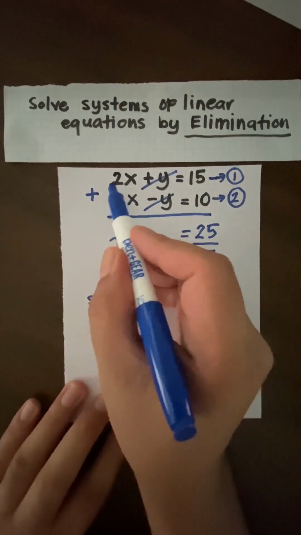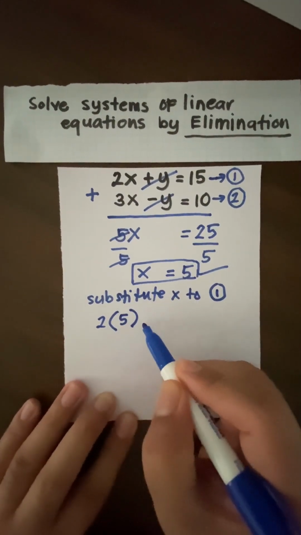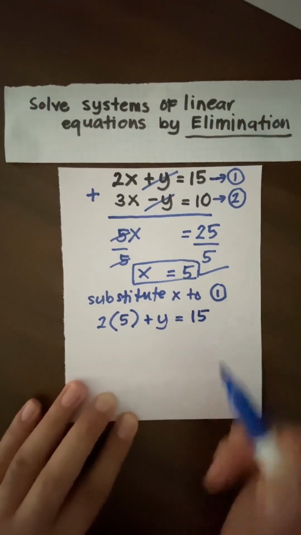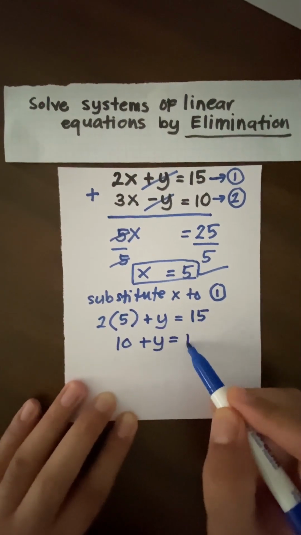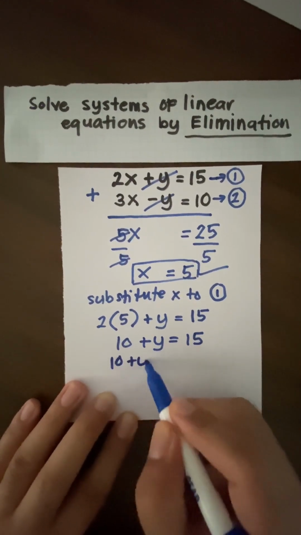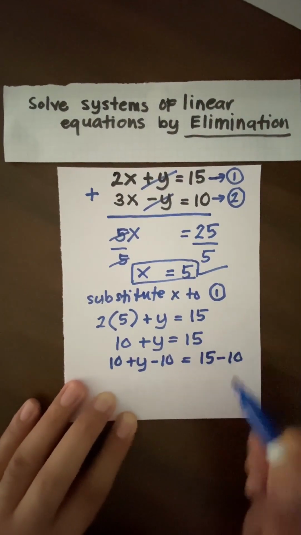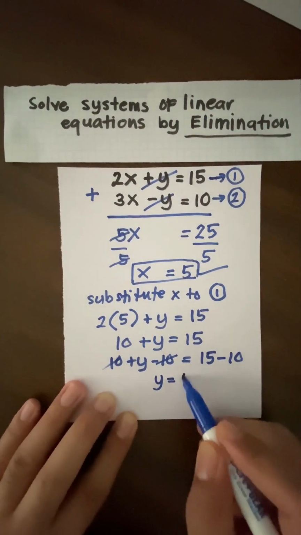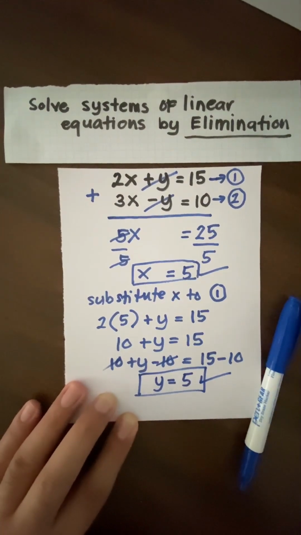Here we pick equation 1. Let us substitute x in equation 1 with 5, and it would be like this. As you can see, there is only the y variable in this equation. We can solve the value of y. Simplifying further, the value of y is also 5. The final answer, x equal to 5 and y equal to 5.